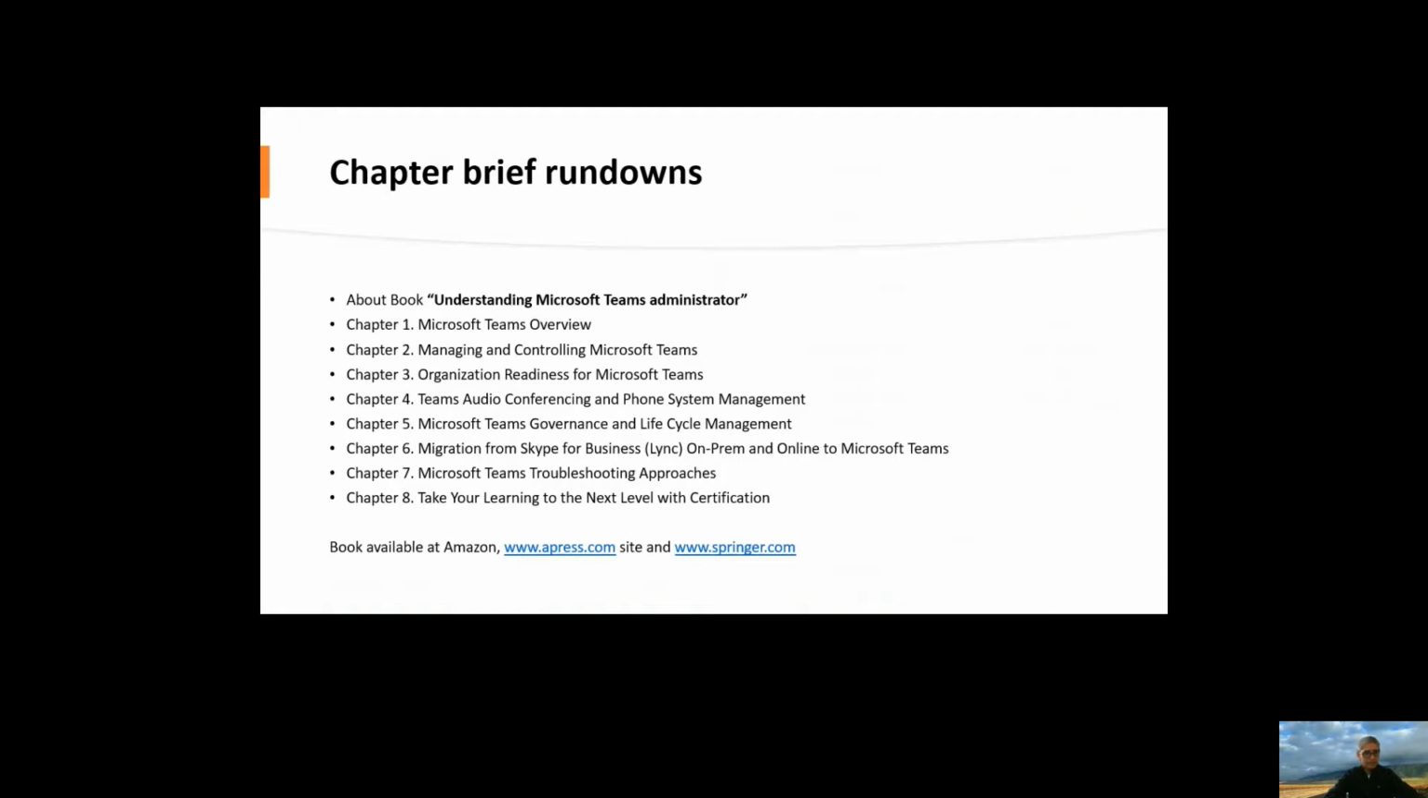Chapter 7, that is the troubleshooting approaches. The Microsoft Teams troubleshooting approaches chapter provides comprehensive coverage on troubleshooting Teams access, understanding the Teams foundation and troubleshooting Microsoft Teams sign-in issues, connection issues, Teams client side troubleshooting, Teams audio video call quality troubleshooting, Teams PSTN call issues, and the available tools for effective troubleshooting. Chapter 8.